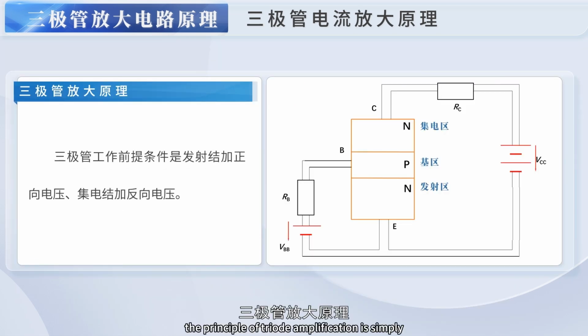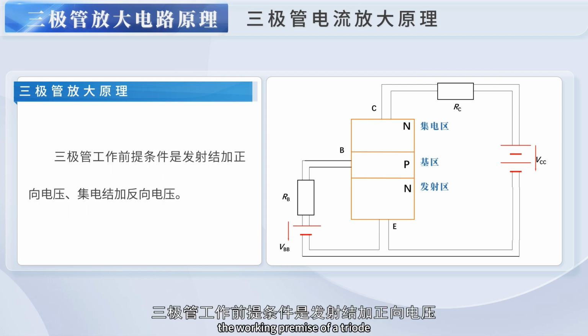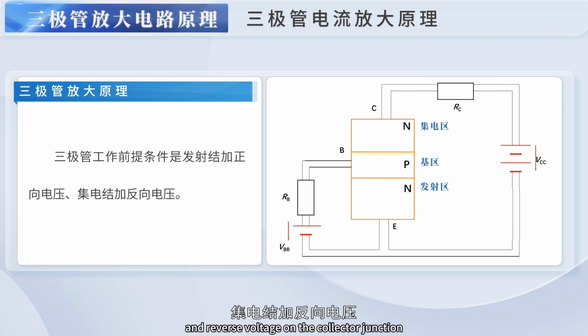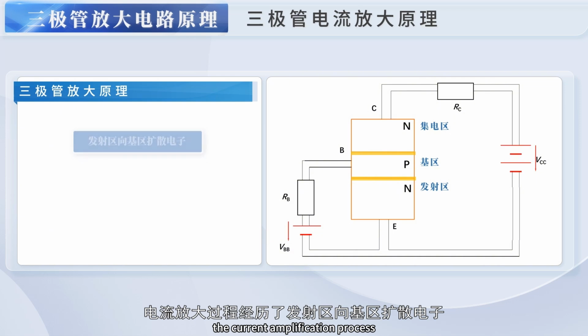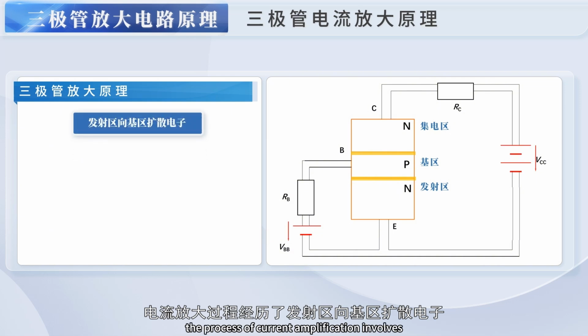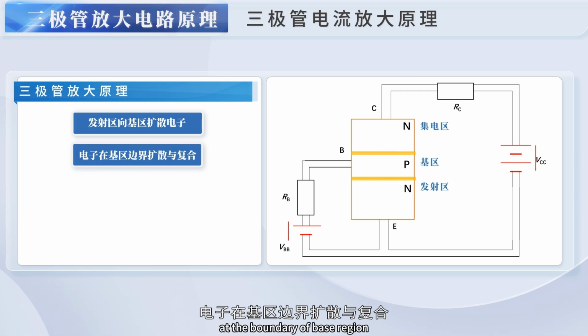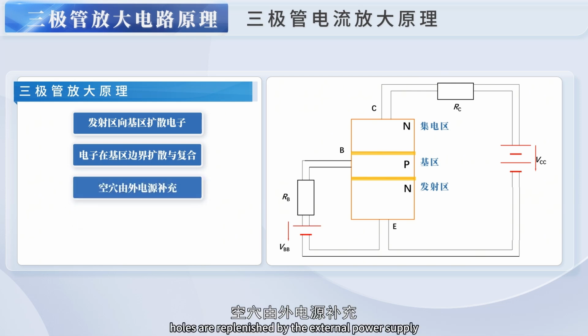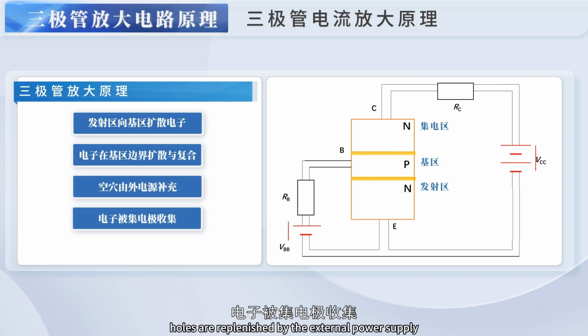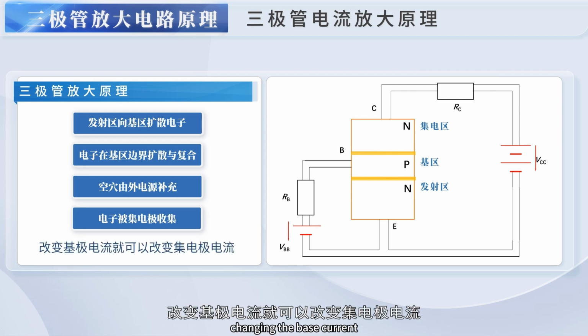The principle of triode amplification is simply this: the working premise of a triode is that forward voltage is applied to the emitter junction and reverse voltage to the collector junction. The process of current amplification involves electrons diffusing and combining in the base region. Holes are replenished by the external power supply. Electrons are collected by the collector. Changing the base current changes the collector current.